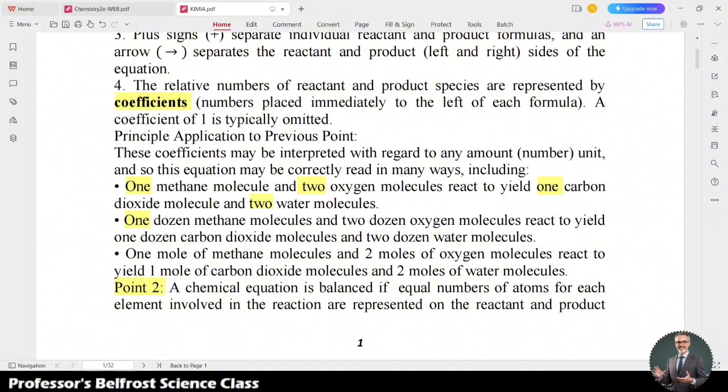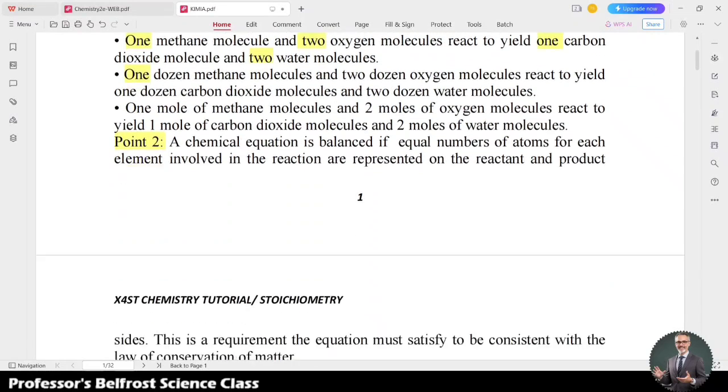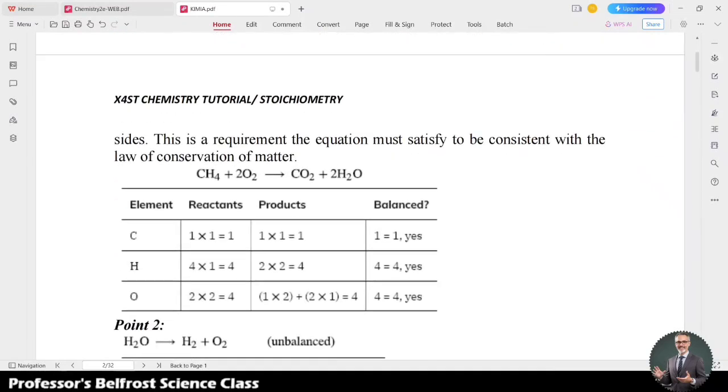They are represented on the reactant and the product side. This is the requirement that the equation must satisfy to be consistent with the law of the conservation of matter. So in chemistry, the conservation of matter always needs to be on your side.